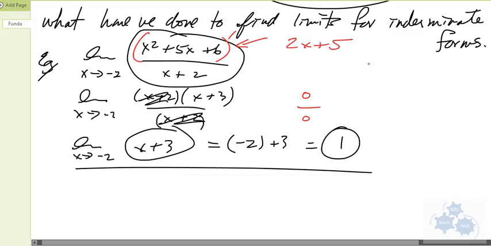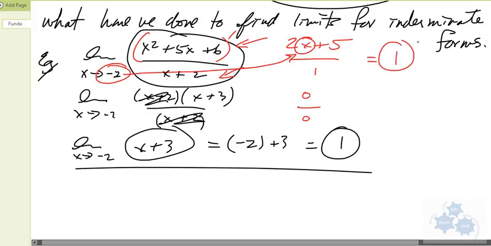2x plus 5, right? You guys know that. That's awesome. What's the derivative of this? 1. When you put x equals -2 into this expression now, what do you get? You get -4 plus 5 over 1, which is 1. Now that is very interesting that when I take the derivative of the top and divide it by the derivative of the bottom, I get the same number as the limit. And I didn't have to go through the whole factoring, dividing, got the same answer, okay? I think what we should do is we should try another example.